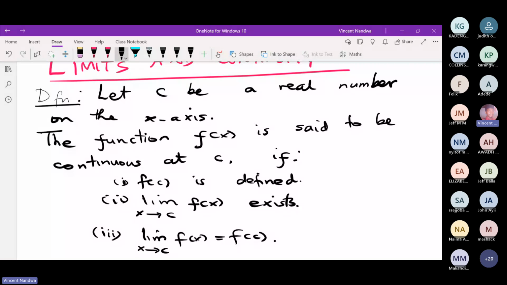Okay, fine, good. So those are the three tests for continuity. One, for a function f of x to be continuous at a point c, f of c is defined. Two, the limit as x approaches c of f of x exists. Three, the limit of f of x as x approaches c is the same as f of c.